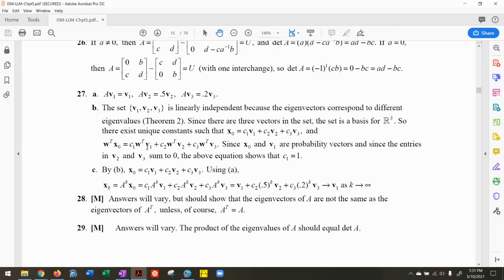Oh, I see. They didn't want us to actually compute it. They wanted us to do it more theoretically. Since x0 and v1 are probability vectors, and since the entries in v2 and v3 sum to 0, the above equation shows that c1 equals 1. Interesting. Although I don't really know that we need that.